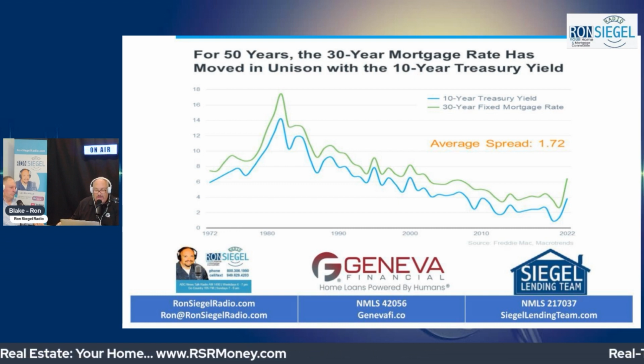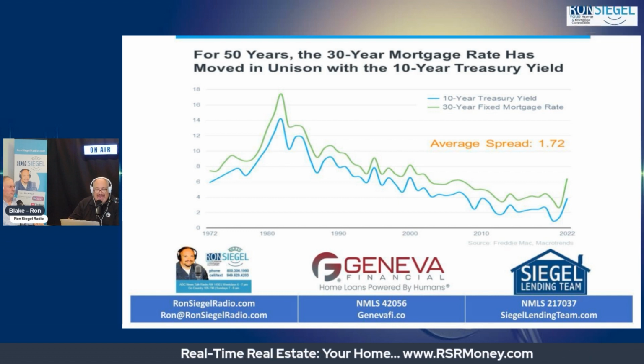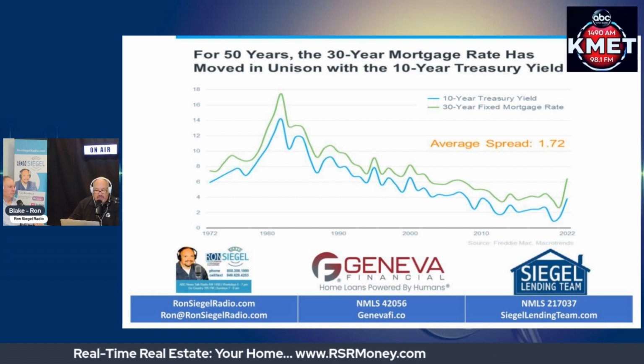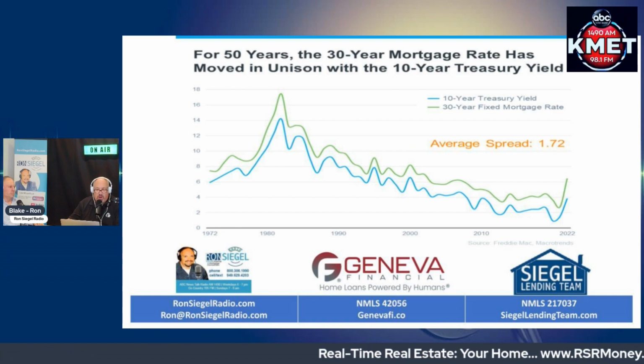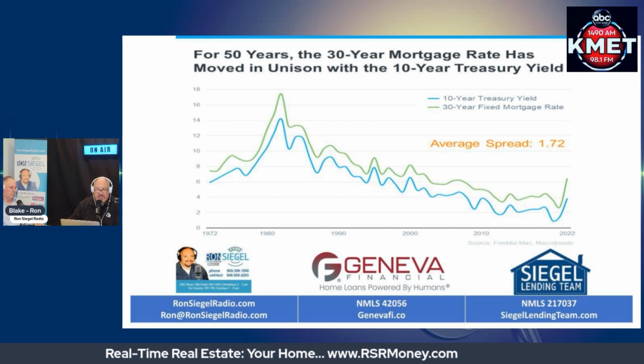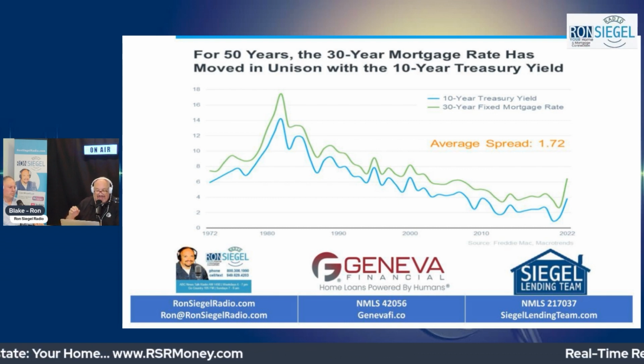So if we go all the way back to that time, the average spread between the 30-year mortgage rate and the 10-year Treasury yield is 1.72. What does that mean? So if the 10-year Treasury is at a flat 4, that means mortgage rates historically would be at 5.72. Got it? So that's the difference. That's called 172 basis points.